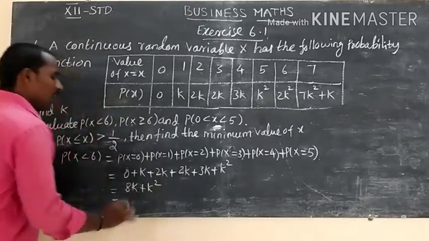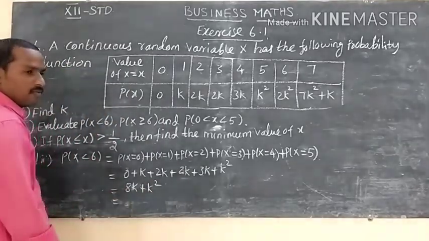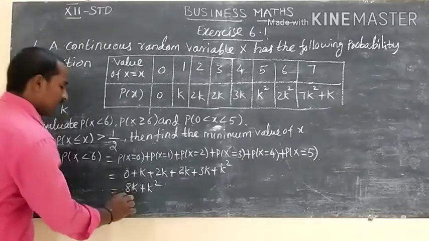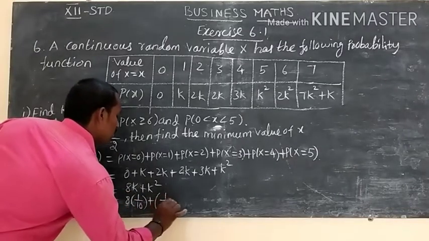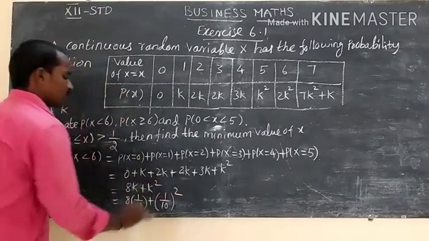Here replacing the k value, the k value is already found out. So k is equal to 1 by 10. 8 into 1 by 10 plus 1 by 10 the whole square, k square.